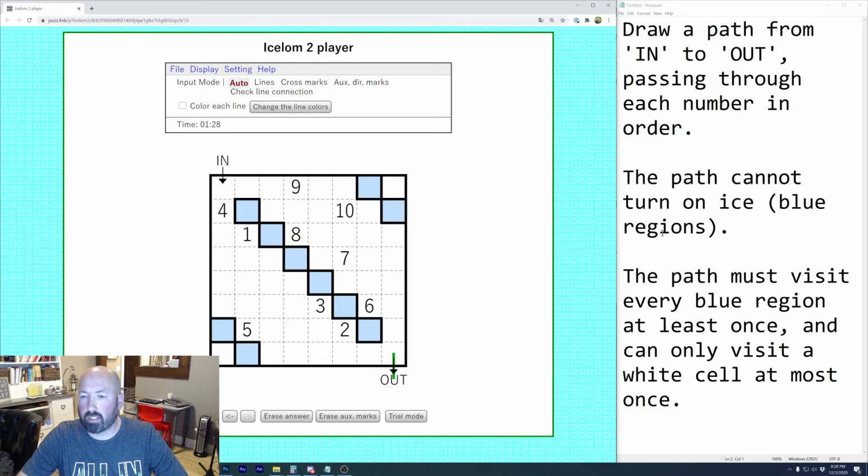All right. The path must visit every blue region at least once and can only visit a white cell at most once. Now this is the part that's a little bit tricky. So blue region, in this particular puzzle, all the blue regions are one cell large. But if you had, here, let's see, I can.